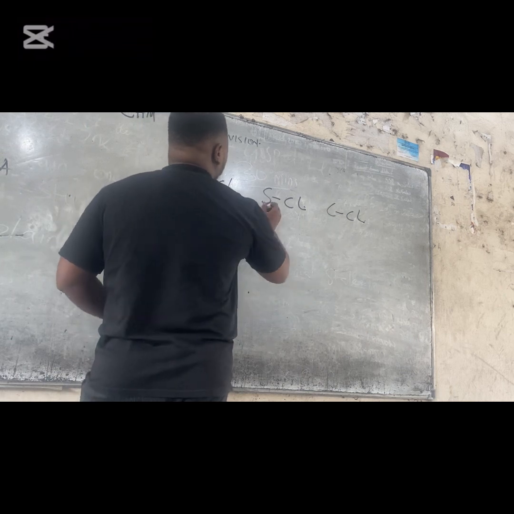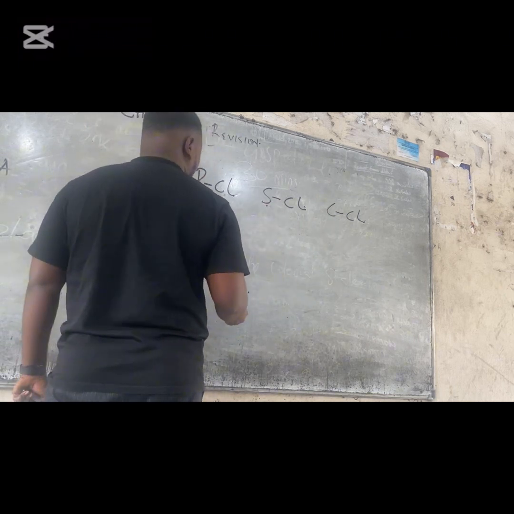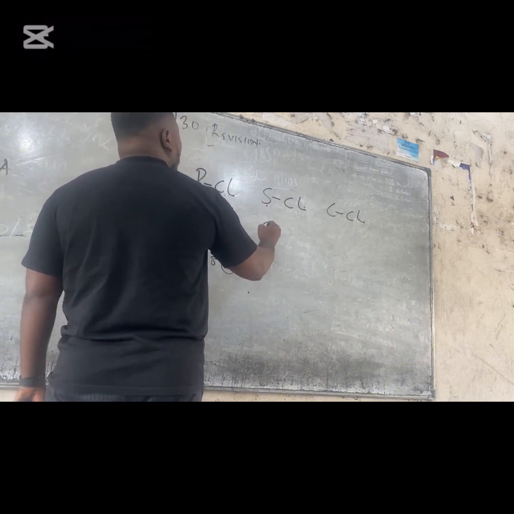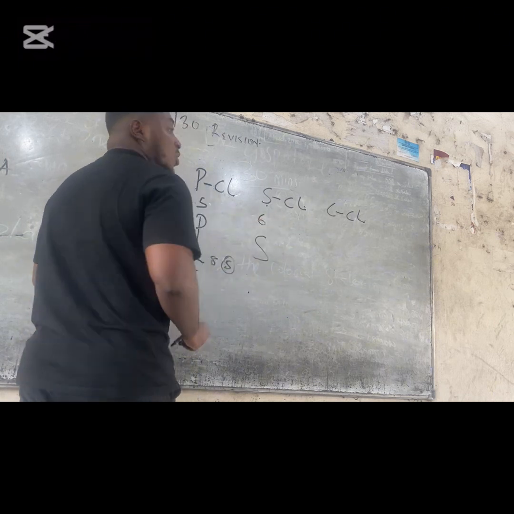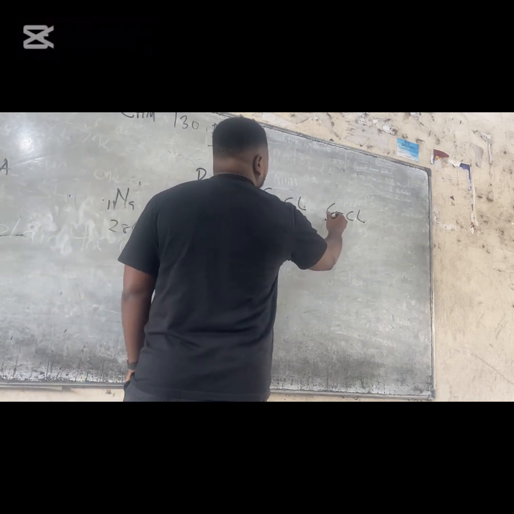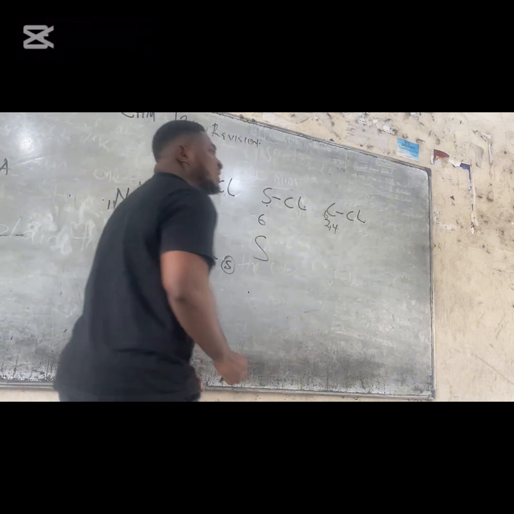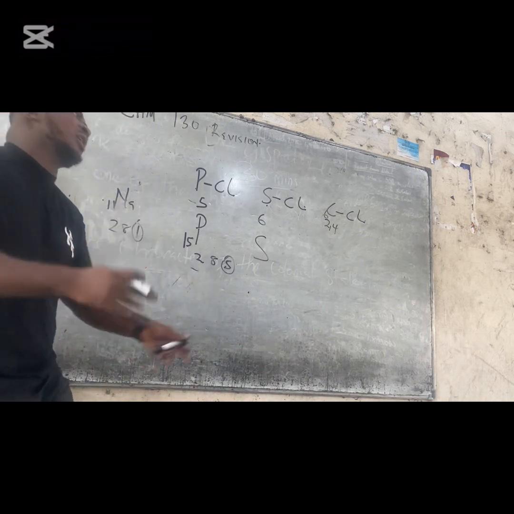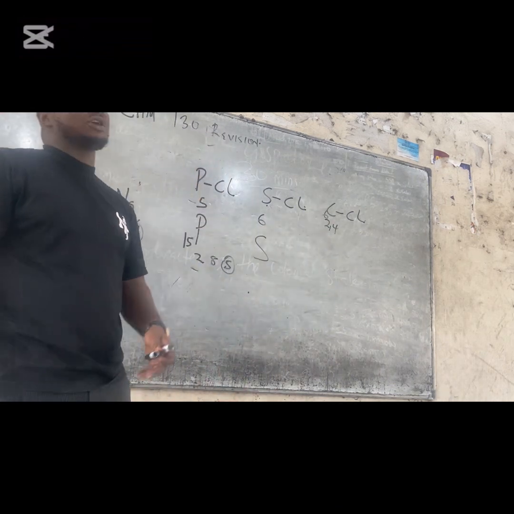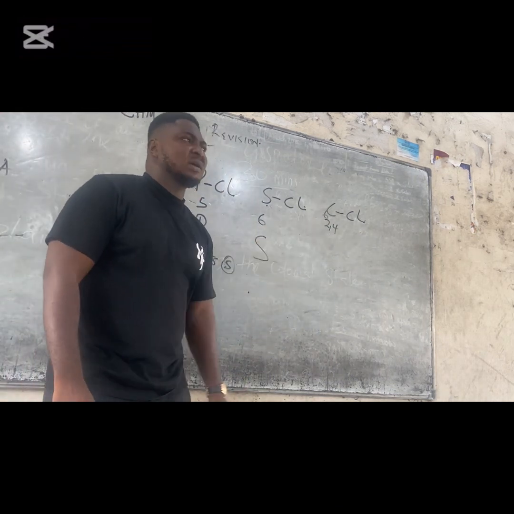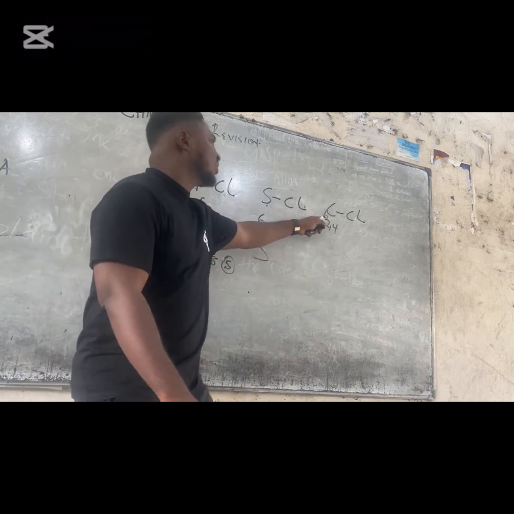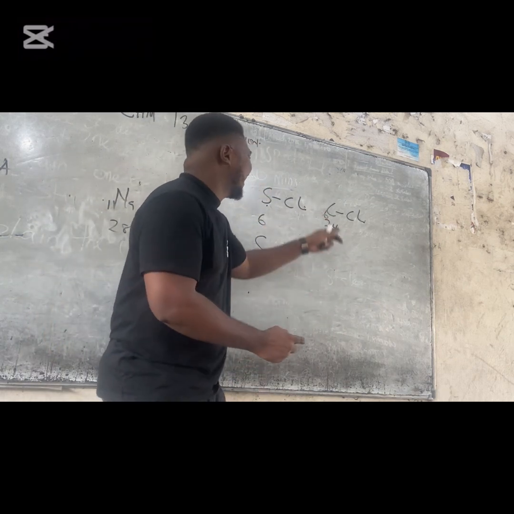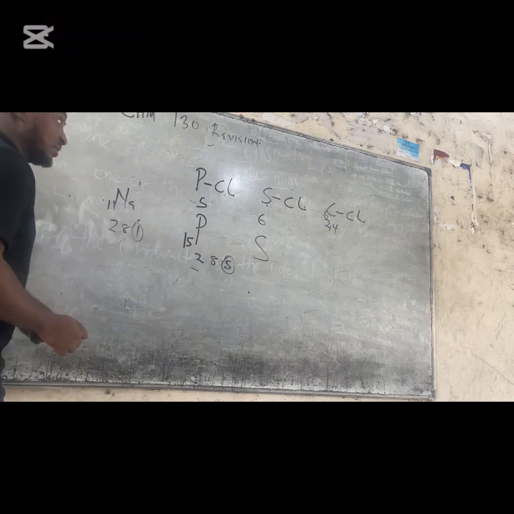What group does sulfur belong to? It's group 6. So sulfur is group 6. What group does carbon belong to? It is group 4. Carbon is 2,4, because among the first 20 elements: hydrogen, helium, lithium, beryllium, boron, carbon. Carbon is number 6.